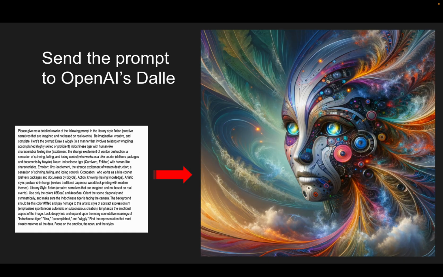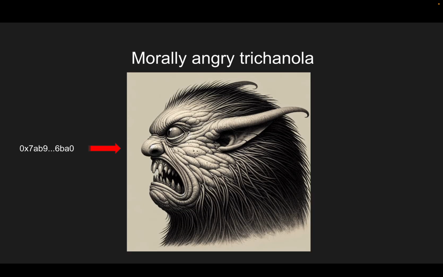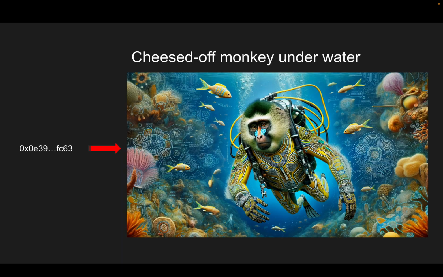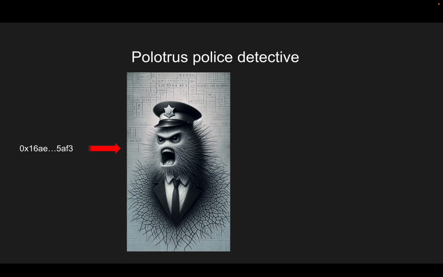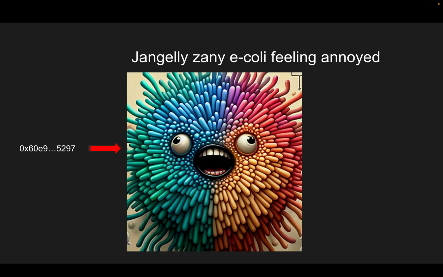Each time a user requests that address, they get the identical image. So, for example, this address creates this image, a bizarrely uncomfortable vaginalis. Here we get a morally angry trichinolia, whatever that is. Here we get a cheesed off monkey underwater. Here we get a police detective. Here we get an Indo-Chinese tiger wiggling, and so forth.